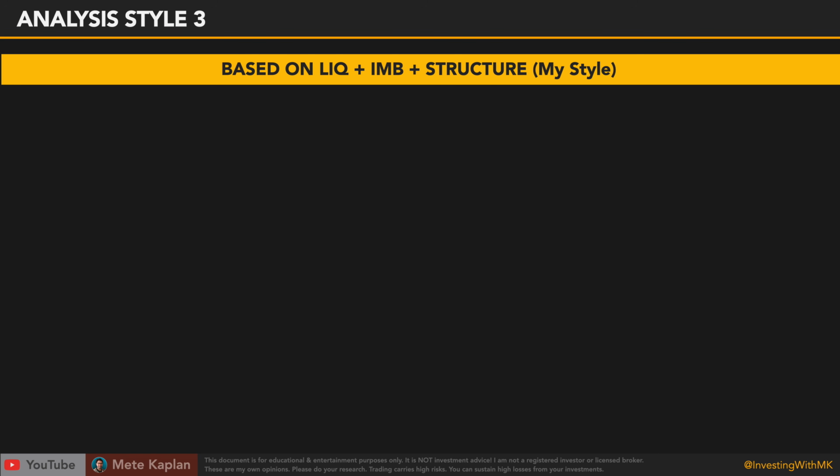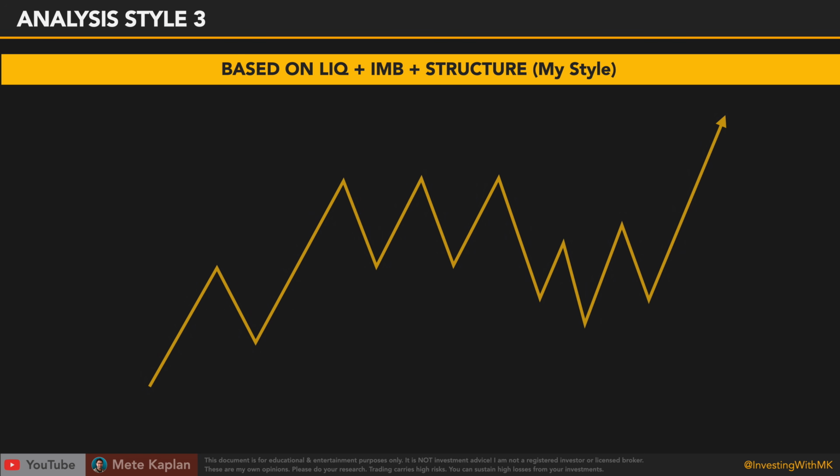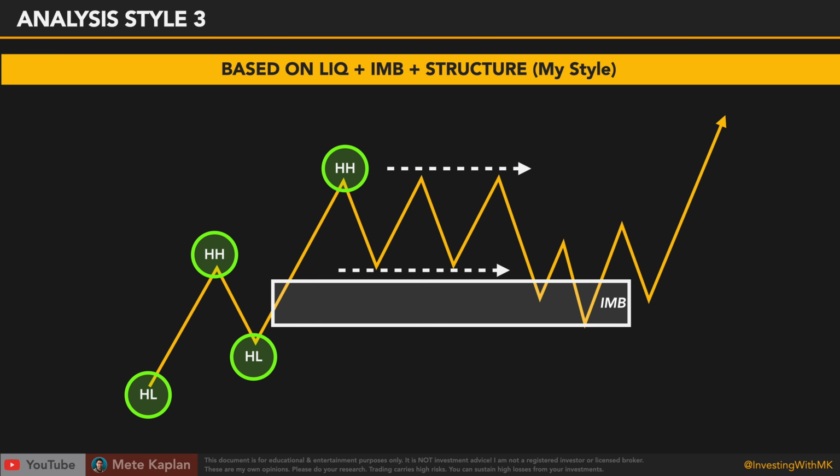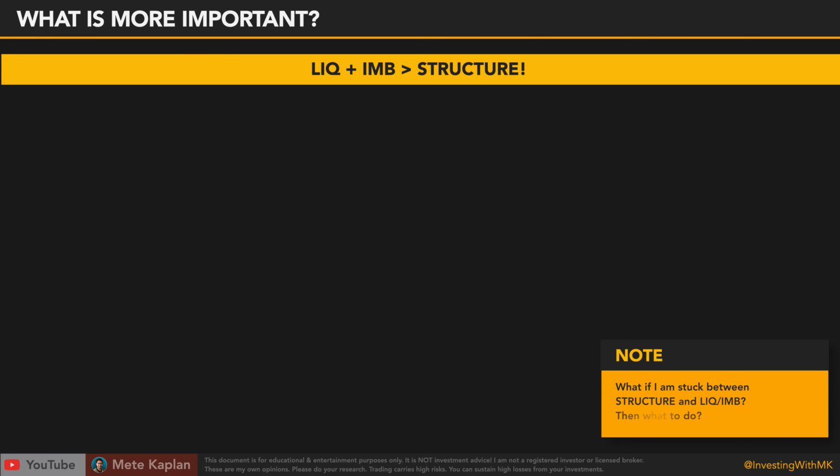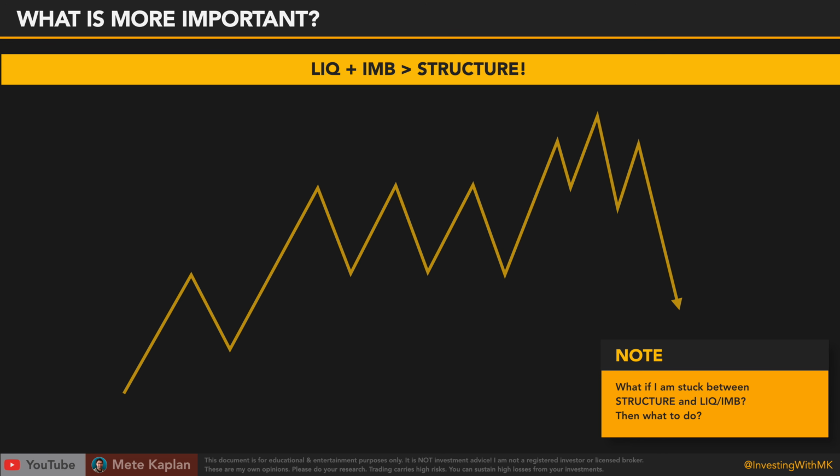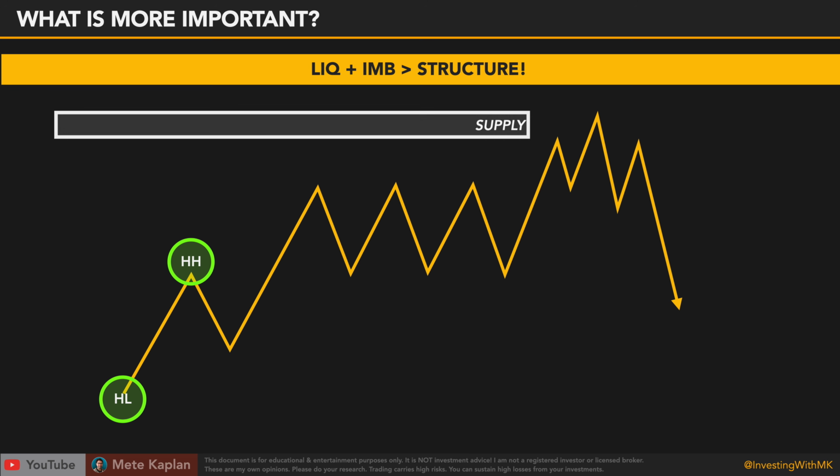And there is my trading style, with which I have developed my skills and achieved high win rates. I combined three things together. I use structure, I use liquidity, and I use imbalances. The combination of these three things gives the ultimate results in trading. However, it does not end here. The question is, do I care more about structure, or do I care more about liquidity and imbalance?